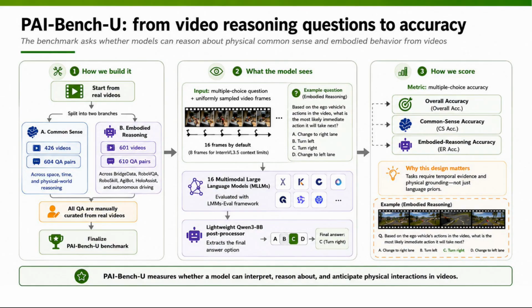Finally, PAI-Bench U evaluates video understanding. Here the model is a multimodal large language model. It receives a multiple-choice question plus uniformly sampled video frames, and the final score is accuracy. Operationally, this track is simple. Conceptually, it is difficult, because the model must use the visual evidence to reason about physical situations, actions, feasibility, and temporal change.